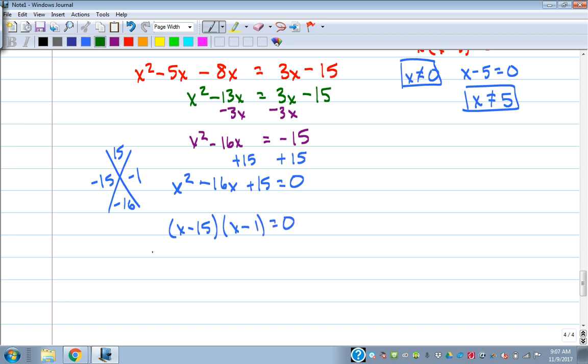We set each of those equal to 0. And x equals 15 and x equals 1. Doesn't match either of our restrictions, so that's okay. If you struggle with factoring, quadratic formula will work.